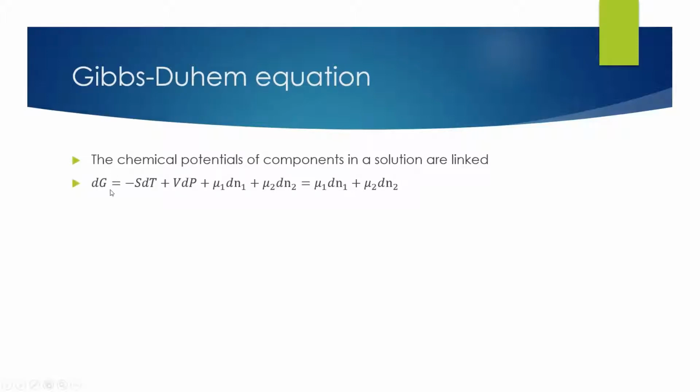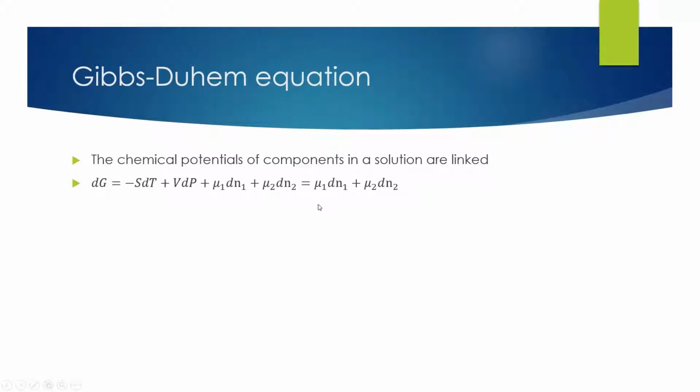So the Gibbs free energy change can depend on temperature, pressure, and then if we have a two-component solution, the number of moles of substance 1 and the number of moles of substance 2. For most situations, we have constant temperature and pressure. So these two terms drop out, and our dG simply equals the chemical potential of substance 1 times the changing number of moles of substance 1 plus the chemical potential of substance 2 times the changing number of moles of substance 2.